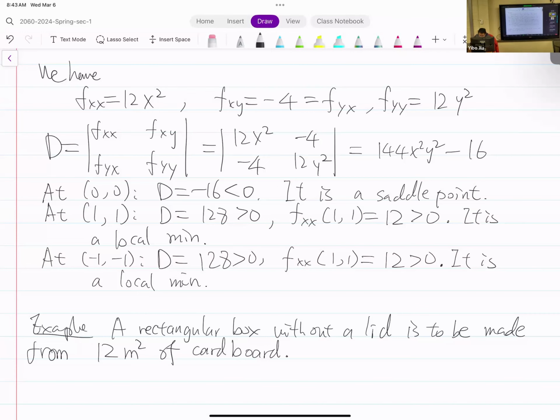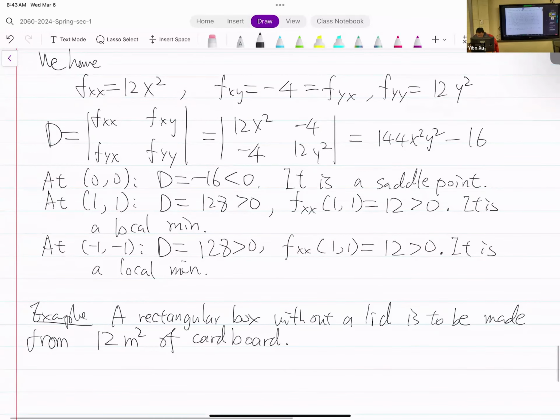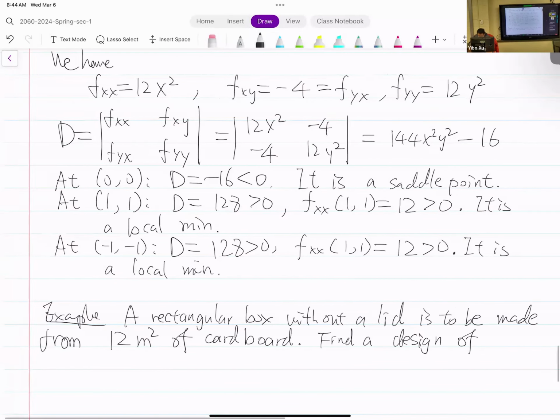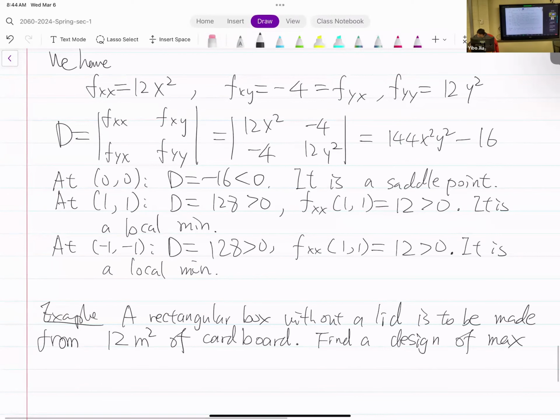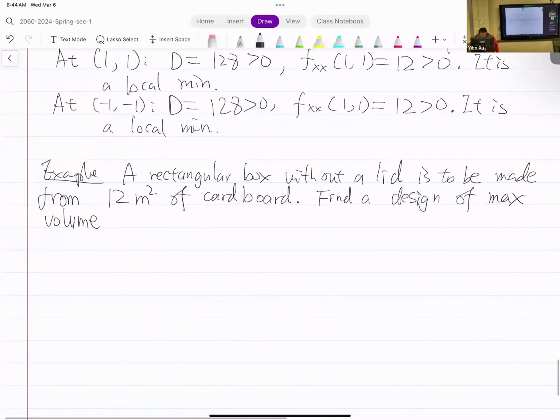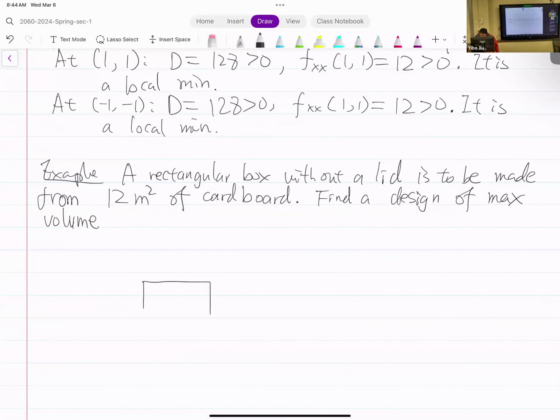So basically, we're given a certain amount of material, and we want to cover the sides and the bottom of the box, but not the top, okay? We want to find the design that gives you the maximum volume of the box. So if you want to do an illustration, basically you just have a box like this.